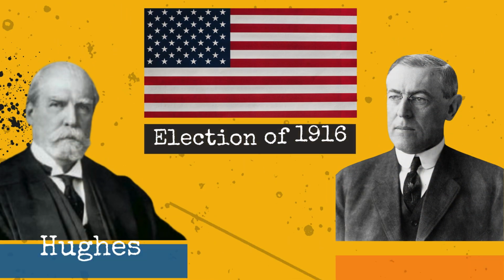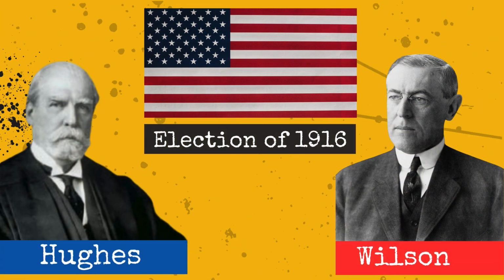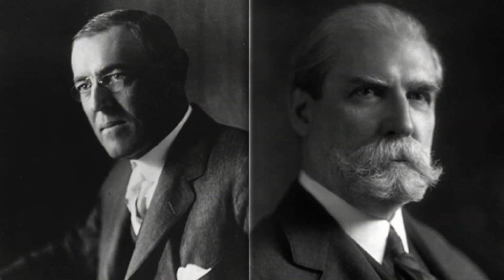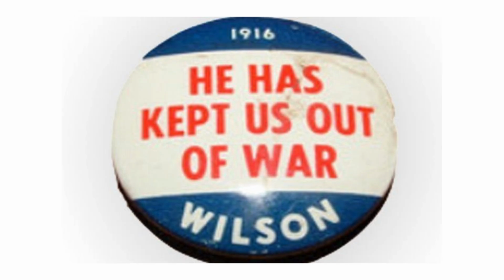Number 7, the 1916 Woodrow Wilson versus Charles Hughes election. This election was a nail-biter that came down to the state of California. Wilson's campaign positioned him as a leader who kept America out of World War I, which resonated with voters who wished to avoid involvement in the conflict.